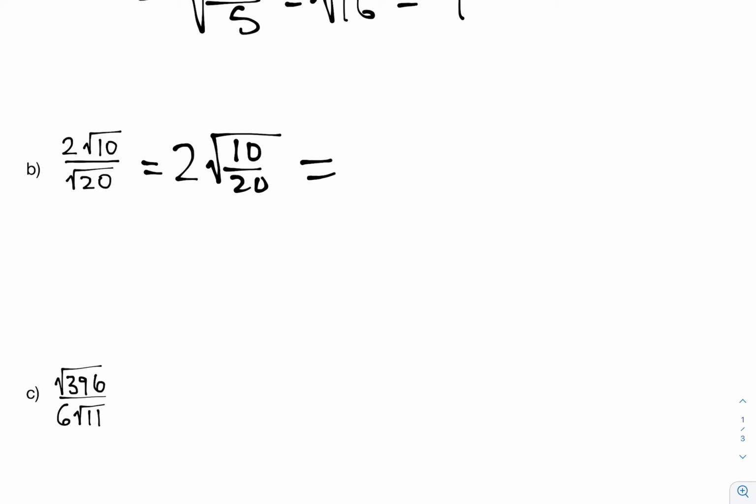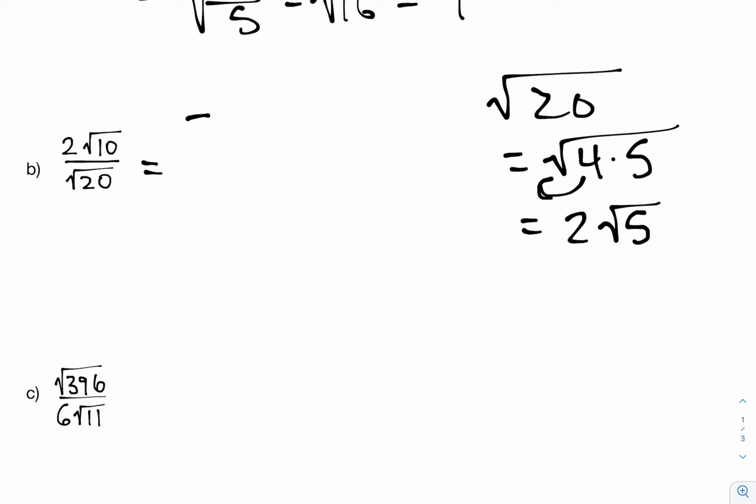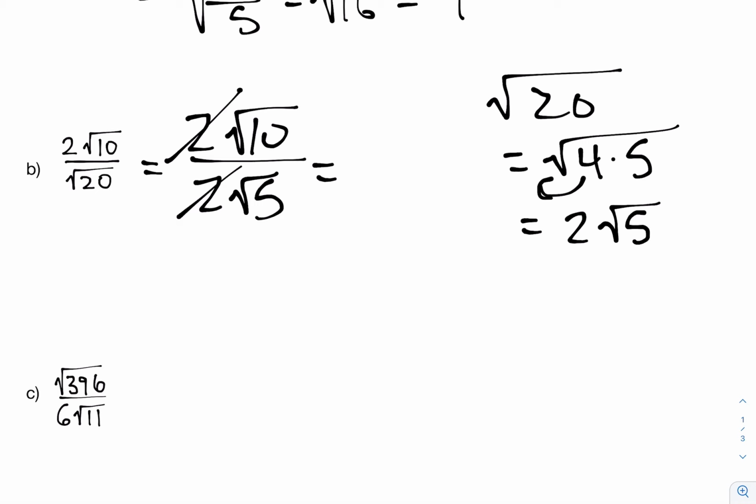So what we did is root 10, we know we can't simplify that, but root 20 is the same as the square root of 4 times 5. And if we bring out that 4, it's the same as 2 times the square root of 5. So let's use this method. This is the same as 2 times the square root of 10, over 2 times the square root of 5. Notice that these 2's cancel, and we're just left with the square root of 2. So this is our answer right here.